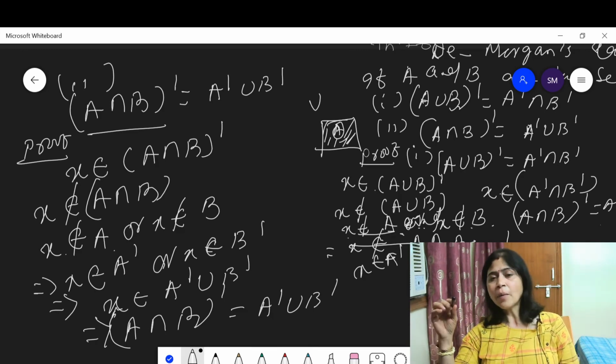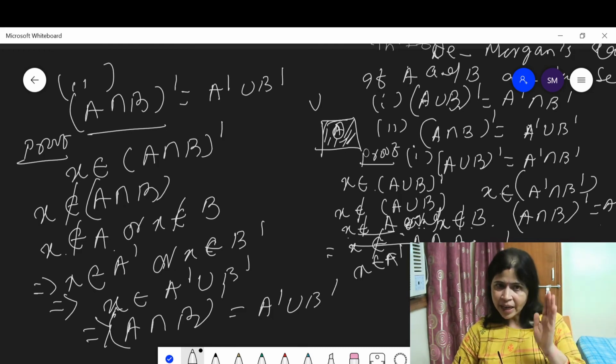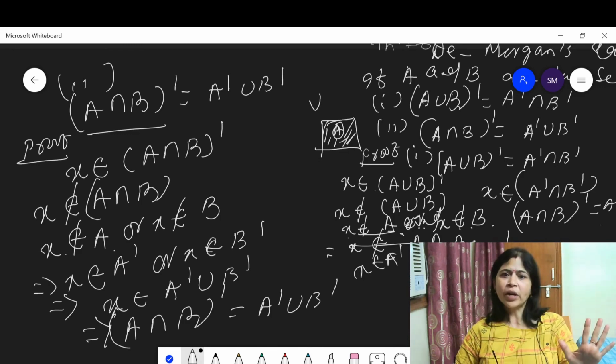The application of De Morgan's law is in various problems. Here the De Morgan's law's first part says A union B dash is equal to A dash intersection B dash. Then when you solve the problems, there you apply the De Morgan's laws. Hence the law is very important for you.